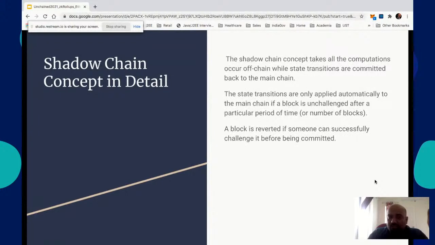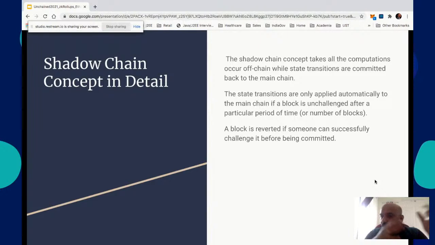The shadow chain concept takes all the computations off chain, while state transitions are committed to the main chain, because, as we mentioned, the confirmations are very strategic and important to a replicated state machine like Ethereum, right? It has a state tree. The state tree is very strategically important for the entire Ethereum main chain. Right now, there is even a proposal called stateless Ethereum, on how to design stateless clients for Ethereum to make them lightweight. There is a proposal to make Geth stateless eventually in the Ethereum 2 roadmap.